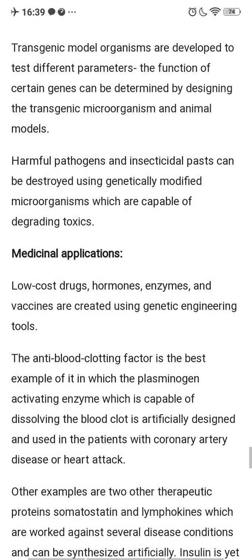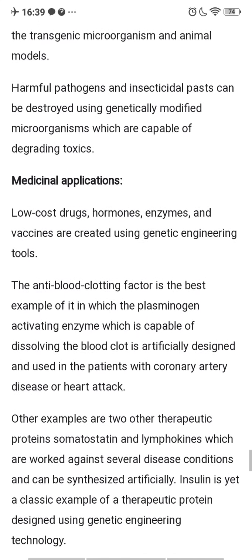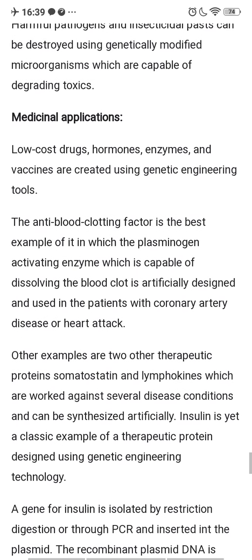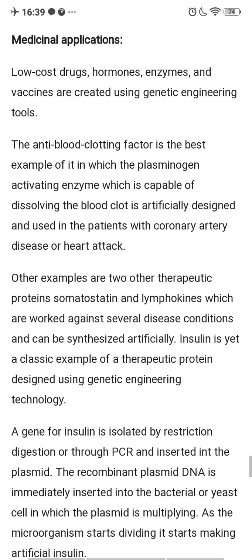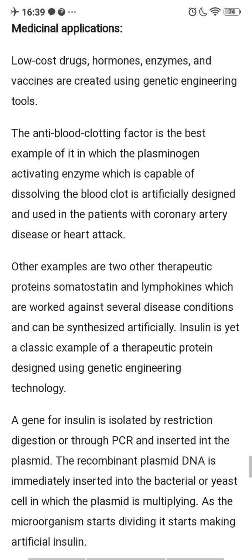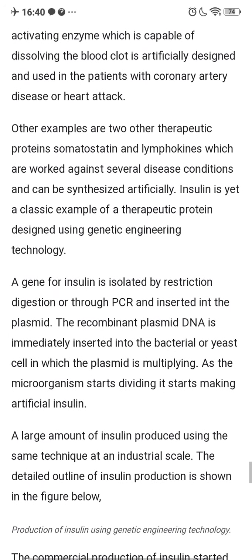Medicinal application. Low cost drugs, hormones, enzymes, and vaccines can be created using genetic engineering tools. The anti blood clotting factor is the best example, in which the plasminogen activating enzyme, which is capable of dissolving the blood clot, is artificially designed and used in patients with coronary artery disease in heart attacks. Therapeutic proteins, somatostatin and lymphokines, which work against several disease conditions, can be synthesized artificially. Insulin is yet a classic example of therapeutic protein design using genetic engineering technology.